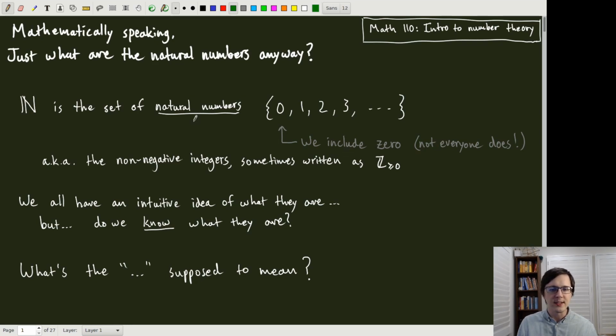Usually when they're introduced, you make a comment like I just did. Other names for it, to reduce confusion, are the non-negative integers, which is sometimes written as Z greater than or equal to 0. Or, for the opposite, N plus to represent the natural numbers not including 0. Anyway, we all have an intuitive idea of what the natural numbers are, but do we really know what they are? And what is that supposed to mean? That's generally what we're going to talk about.